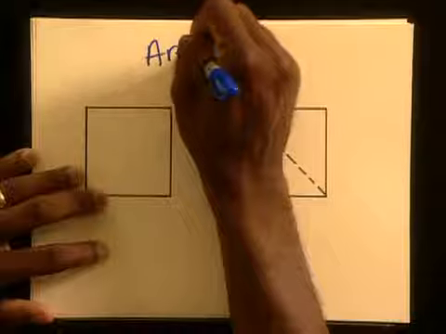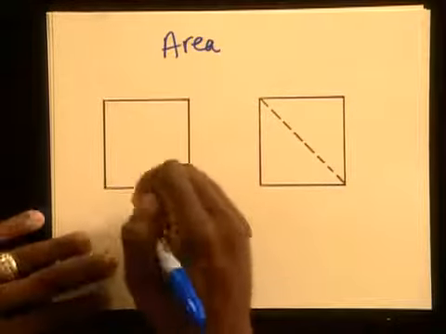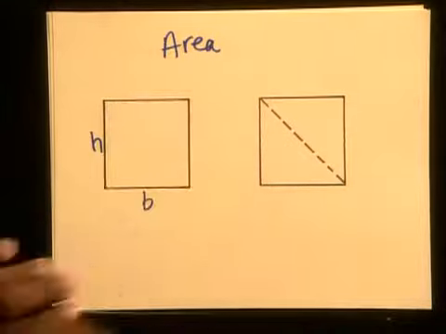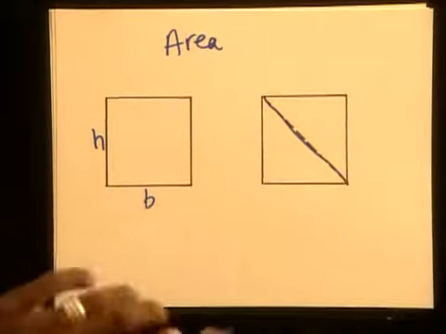Now check this out. Now we want to find the area of a triangle. If we go back once again to our square, we know the area is just the base times the height. Now if we Jackie Chan this along this diagonal, we split this square into two triangles.